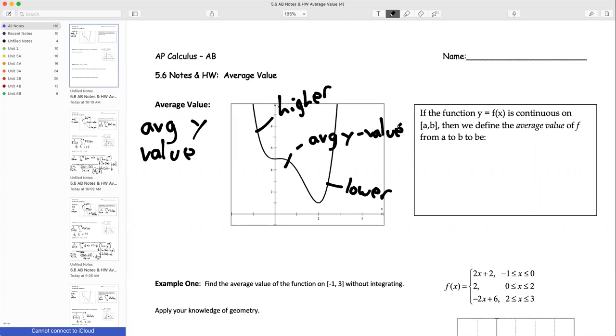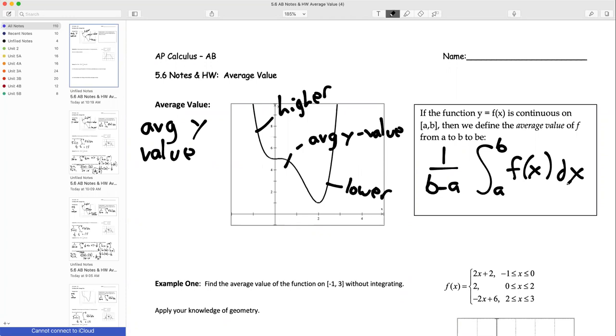So we have a formula to calculate the average value. If a function y is equal to f of x is continuous on the interval from a to b, then we define the average value of f from a to b to be 1 over b minus a times the integral from a to b of f of x dx.